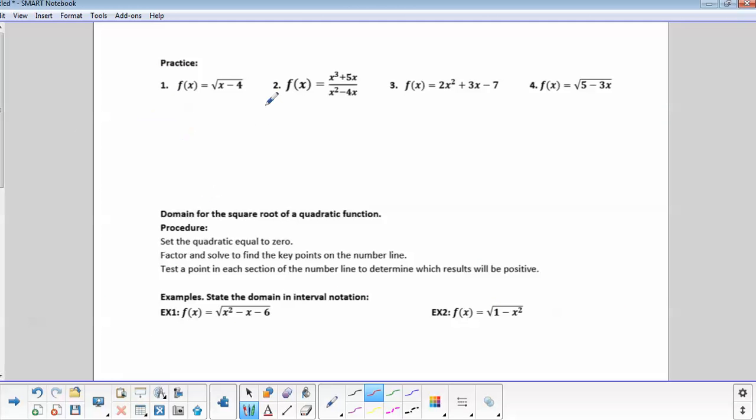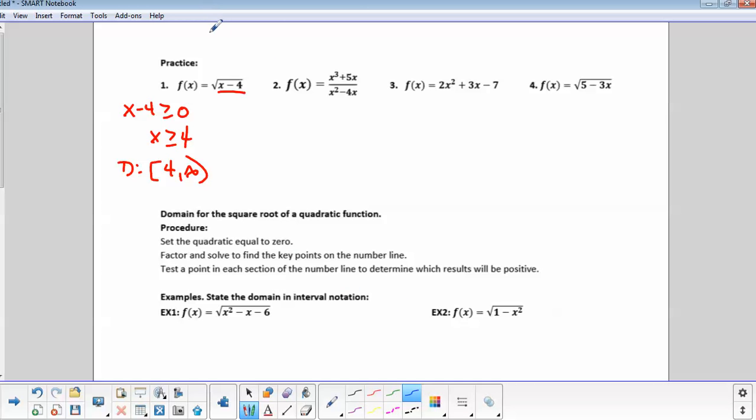These are your practice problems, so you should pause the video before you move on and check and see if you did them correct. So first one we have is a square root. For the square root, you need the inside to be positive, so you write x minus 4 is greater than or equal to 0, which gives you x is greater than or equal to 4. And you can leave it like that, or you can say that the domain starts at 4 and goes to infinity.